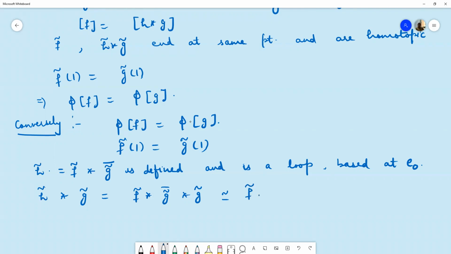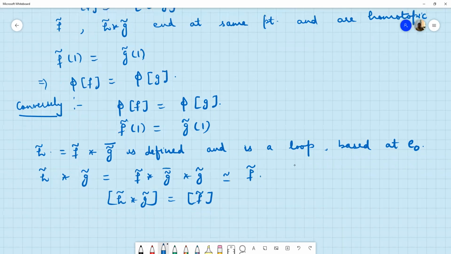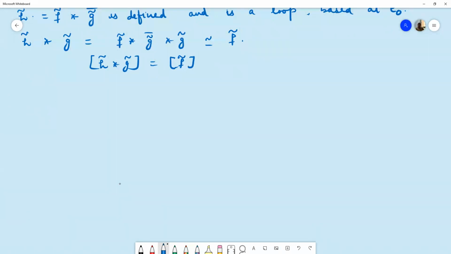So H curl star G curl is homotopic to F curl, which means their path homotopy classes are the same. Now, if these two are path homotopic to each other, H curl star G curl and F curl, let us assume that capital F curl is a path homotopy between these two paths.